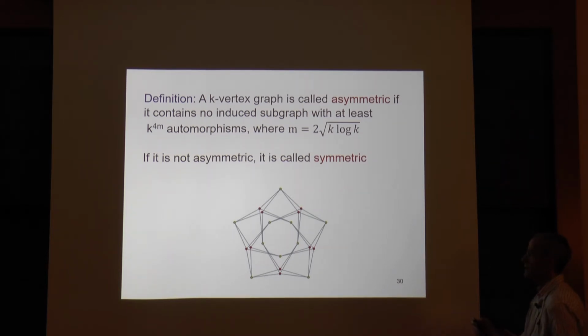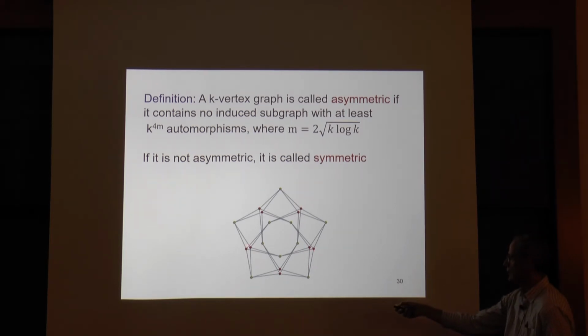Okay, and of course, if it is not asymmetric, then it is called symmetric. So note the double negation here. It simply means that it is not the case that it is asymmetric. So this is an example maybe of a symmetric graph, you see, because you have lots of pairs and you can switch all of them independently, so there are lots of automorphisms.